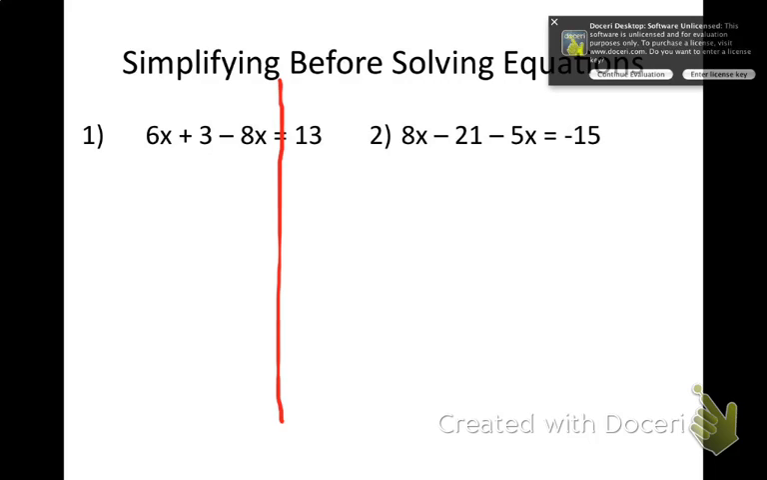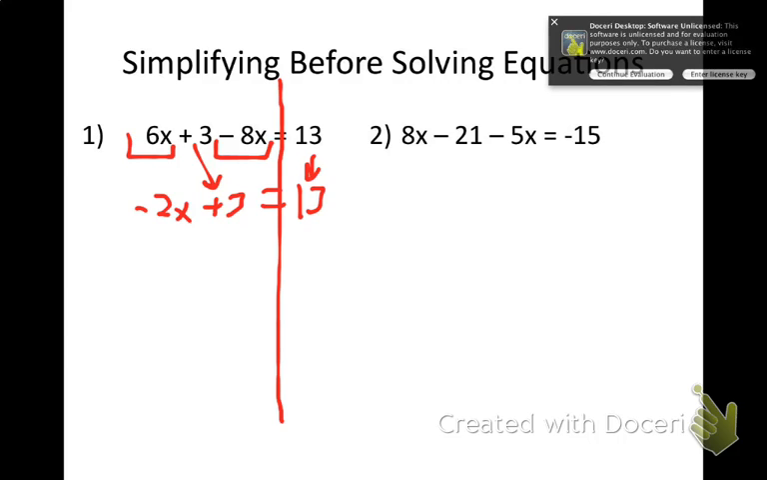When I have variables and numbers on the same side, for example, I have 6x and I have a negative 8x, they're on the same side. I can combine them right away. I don't have to move anything. What does 6x minus 8x get me, John? So I get negative 2x plus 3, comes straight down, equals 13. Again, everything else comes straight down. I just combine what I can, then I bring everything else down and keep working through.